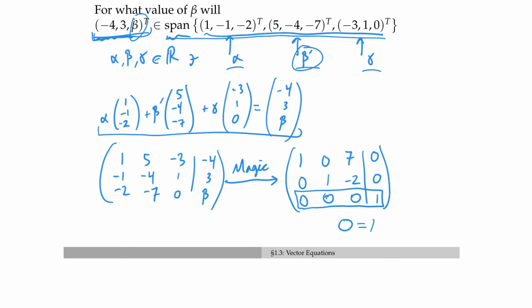All right, anyways, there will never be constants alpha, beta prime, and gamma such that that linear combination will give me that particular vector. So in other words, no value of beta will suffice. I will never be able to get a linear combination like I need to have one.